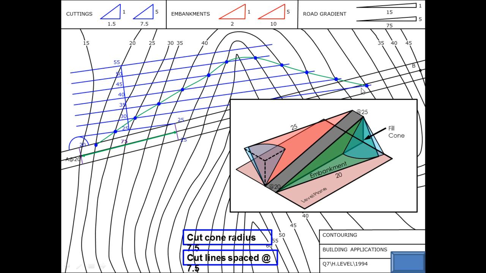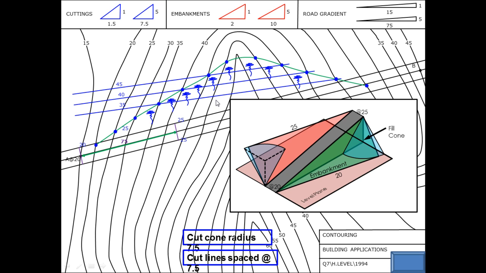Because this is my cut, I want to indicate that it is a cut. The way we do that is using our little tadpole symbols. You can see here the tadpoles swim uphill, so they swim to the higher point. So on our embankment, the higher point will be looking down on the road. So here's our cut portion looking down on the road. So the tadpoles are swimming uphill.